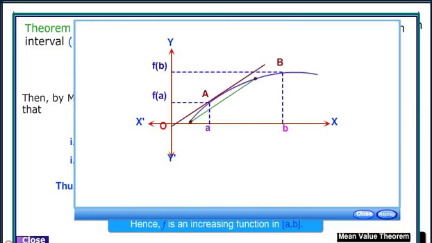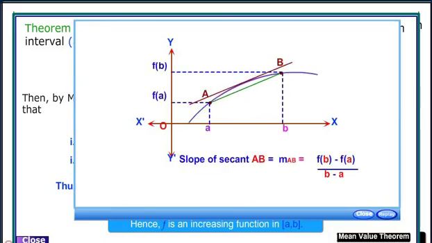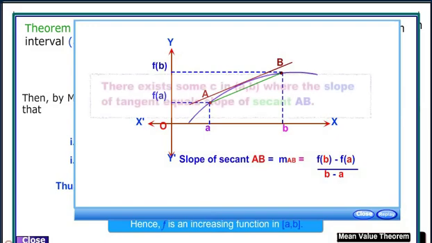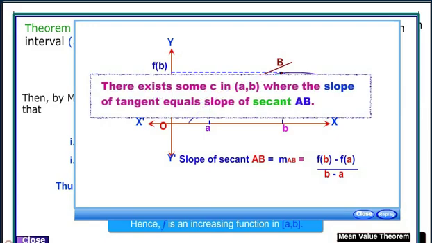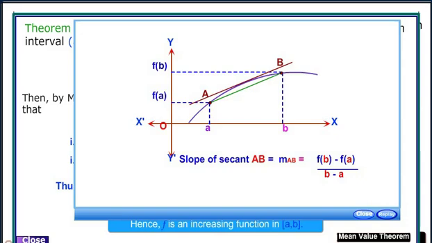Slope of secant AB is equal to m of AB, that is equal to f of B minus f of A divided by B minus A. There exists some c in the open interval a, b where the slope of the tangent equals the slope of secant AB.